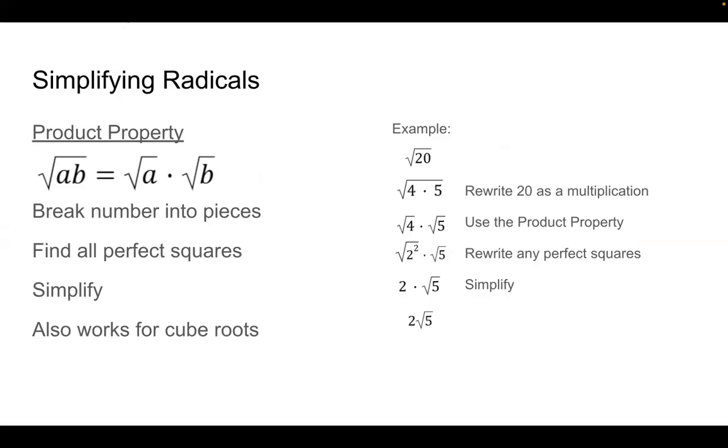For example, let's say we have radical 20. 20 is not a perfect square, but we do know that one of its factors, 4, is. So we can rewrite 20 as 4 times 5 within the radical, and then use the product property to rewrite that as radical 4 times radical 5. 4 is a perfect square, it's 2 squared, so the square root simplifies that down to 2. So we get 2 times radical 5, and we can put that together for a simplified answer of 2 times radical 5.